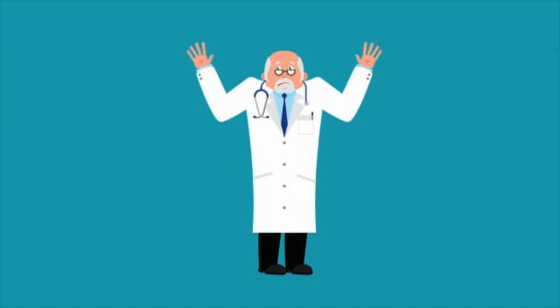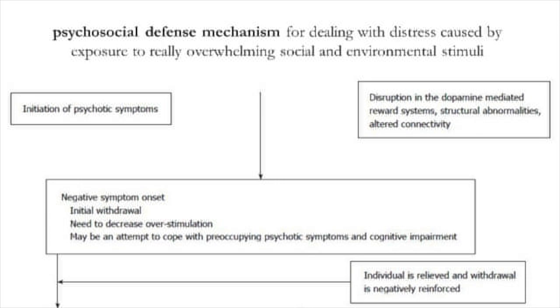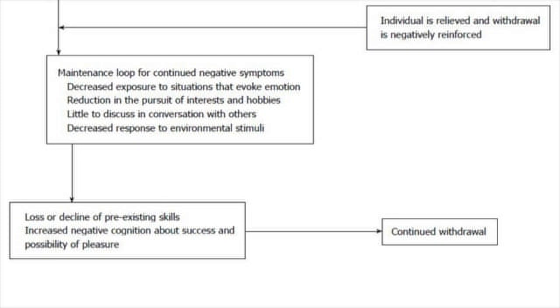One of the theories for the mechanisms in the development of negative symptoms is that it is actually a psychosocial defense mechanism for dealing with distress caused by exposure to really overwhelming social and environmental stimuli. It may be an attempt to cope with the psychotic symptoms and cognitive impairment that could come with the onset of schizophrenia. The idea is that the initiation of psychotic symptoms, along with the disruption in the dopamine reward pathways, lead to the onset of negative symptoms. The initial withdrawal provides relief from the overstimulation, which then negatively reinforces the withdrawal, thus causing an individual to get stuck in this maintenance loop for negative symptoms.